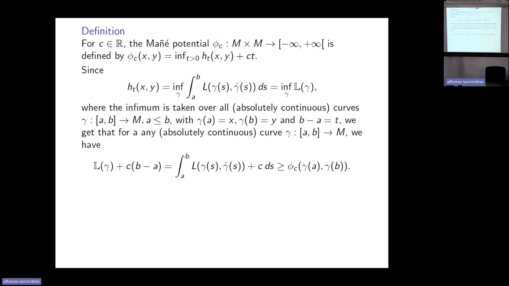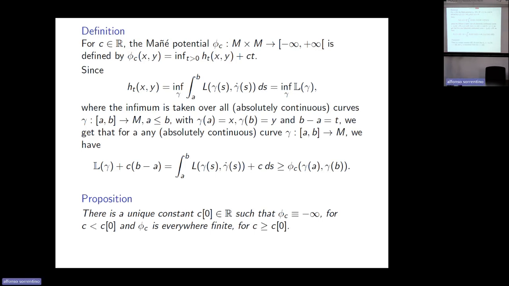So in fact, if we want to compute phi_c from point x to point y, we can just take the infimum over all curves joining x to y, parameterized by an interval of length t exactly.